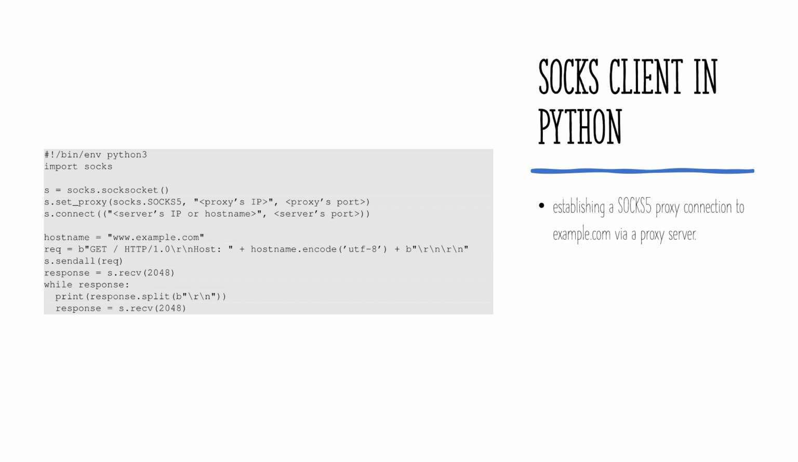Going deeper into a basic example of how to create a simple SOCKS5 client using the Python programming language. This client will establish a connection to a SOCKS5 proxy server and then use it to make a request to a target server. The sample code above demonstrates establishing a SOCKS5 proxy connection to example.com through a proxy server.